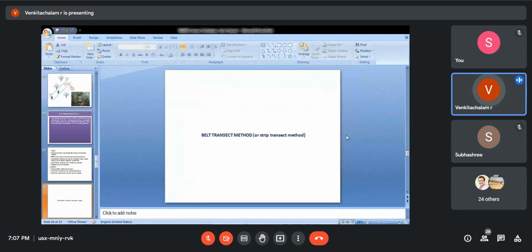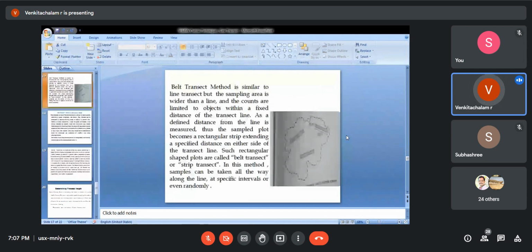Next one is the belt transect method, or strip transect method. This belt transect method is similar to the line transect, and the sampling area is wider than a line, and the counts are limited to objects within a fixed distance of the transect line. A defined distance from the line is measured, thus the sample plot becomes a rectangular strip extending a specified distance on either side of the transect line.